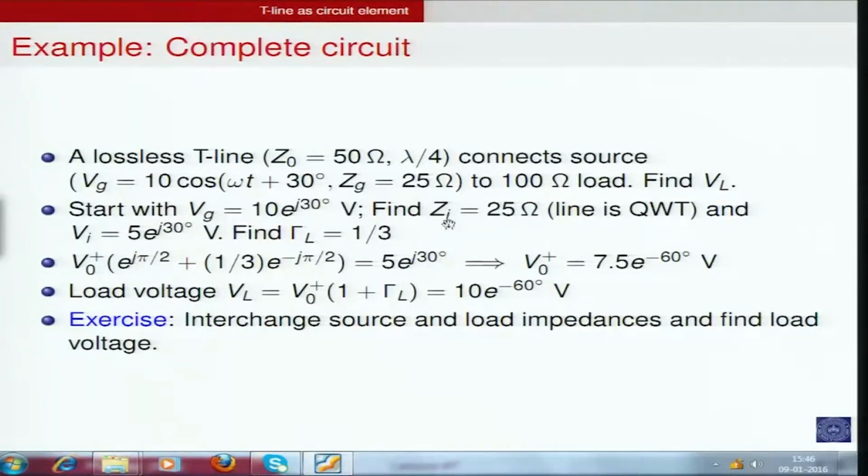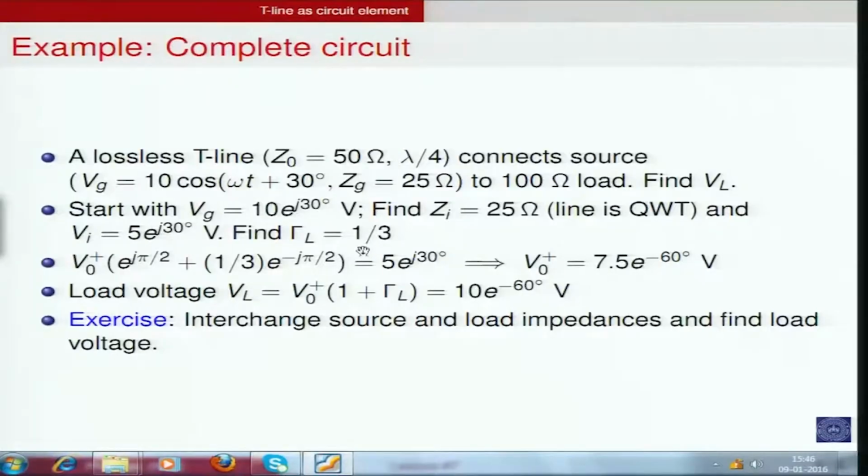If you are not following this, you can substitute the expressions for L and Z0 into the impedance formula and find out that this is actually 25 ohms, and therefore the input voltage will be a voltage divider between 25 and 25 ohms. So it is 25 by (25 plus 25), where Zg is 25. So one half of the generator voltage appears at the input terminals of the transmission line, which is 5 e^(j30 degrees) volts.